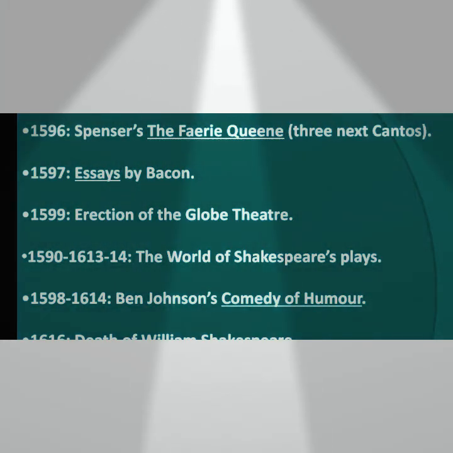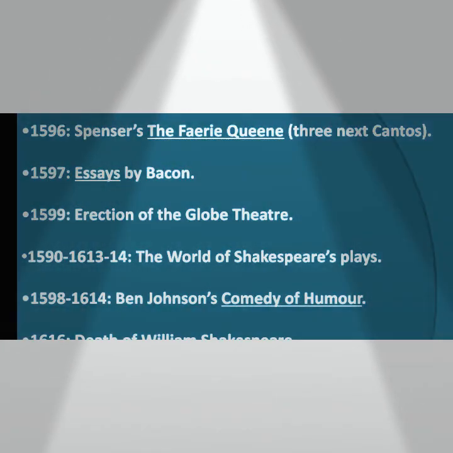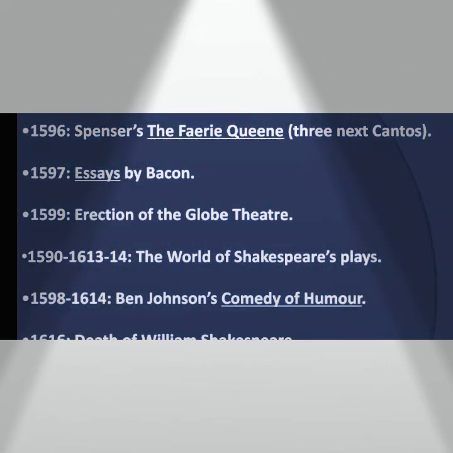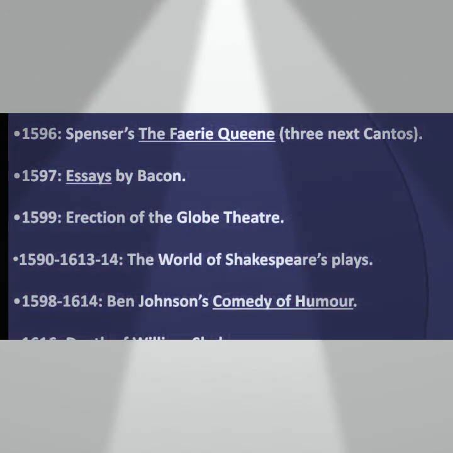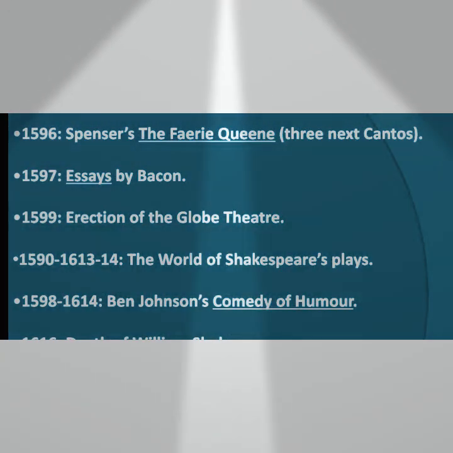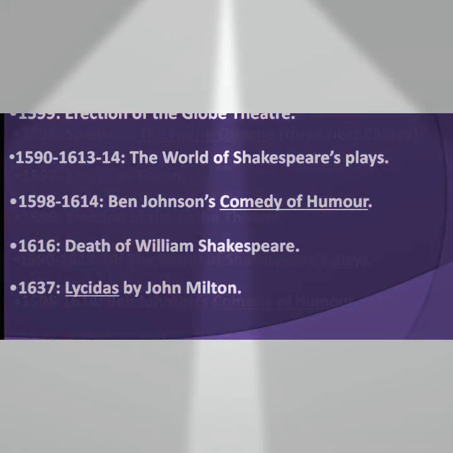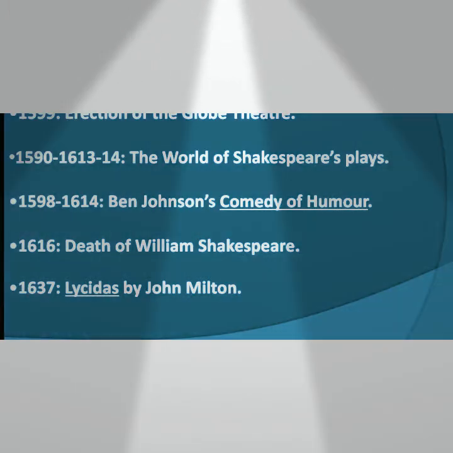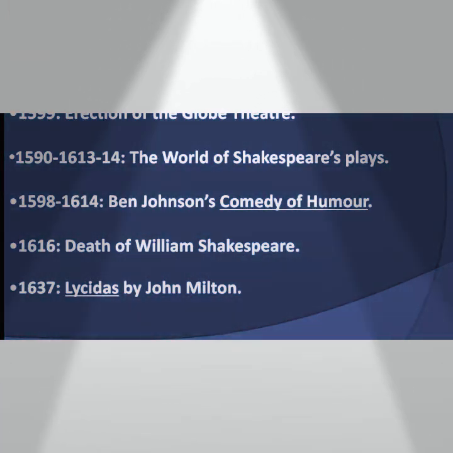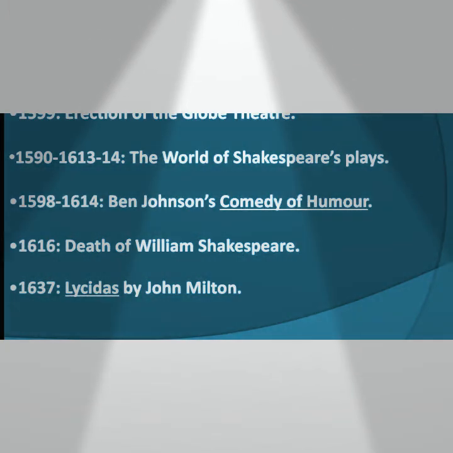And then we have 1597, which is important for Bacon's publication of the Essays. Okay. So then we have the year 1599, which is important for the erection of the Globe Theatre by the Puritans. And then we have the time span from 1590 to 1613 or 14. It is important because of Shakespeare's plays.